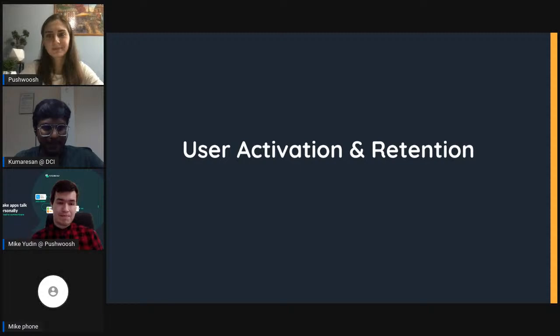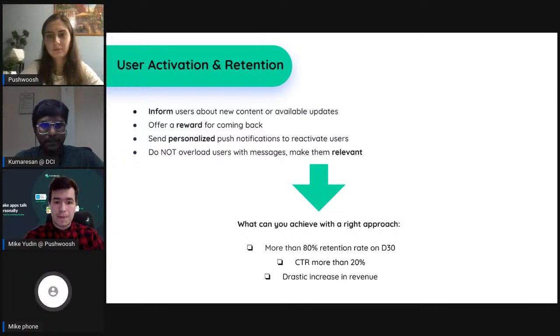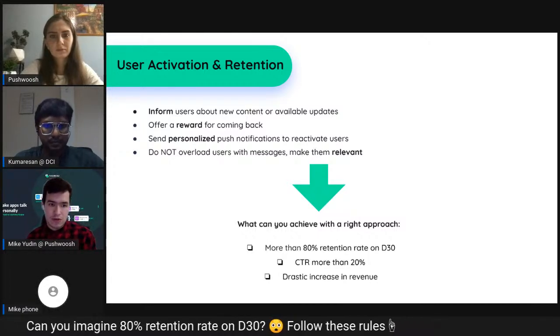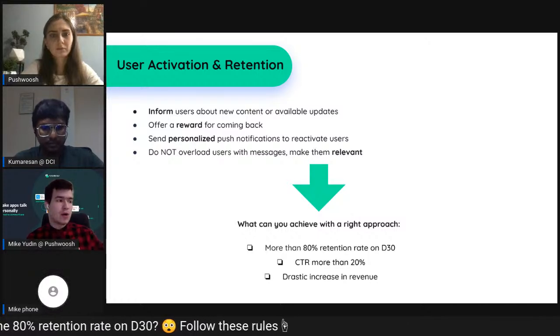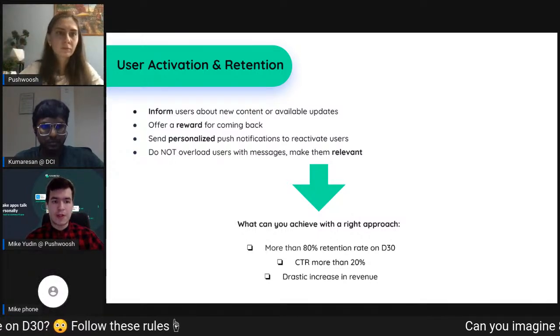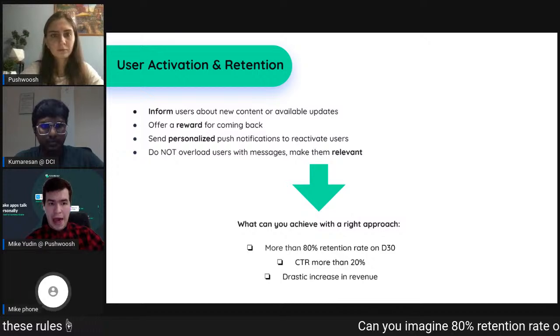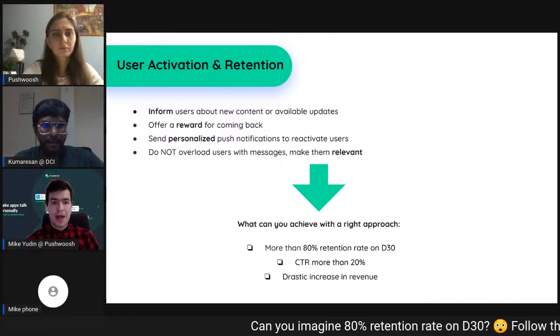So, now, after this short introduction into the engagement, let's talk more about user activation and retention. Basically, user activation and retention is a part of the engagement thing. So, what is it all about? It's about informing users about new content, about the latest updates, about the new game mechanics that you introduced. This is how you are going to save your audience with you. This is how you're going to grow your app and grow your revenue as well.